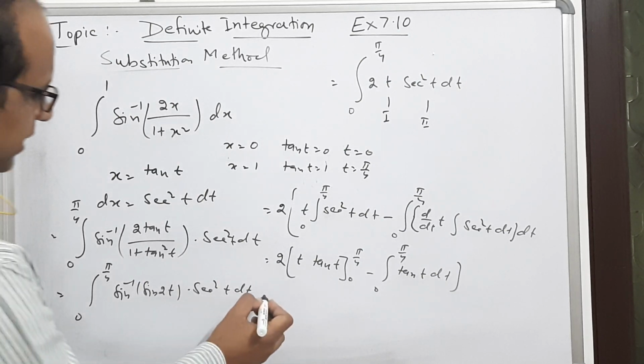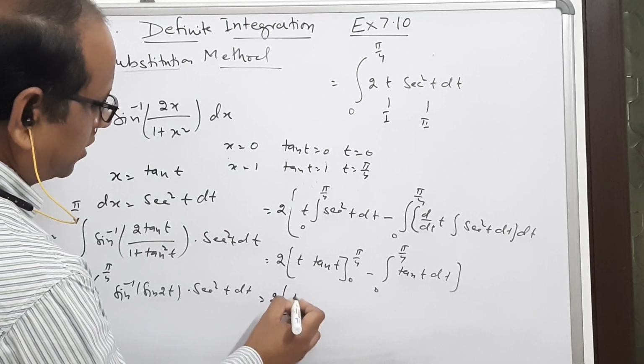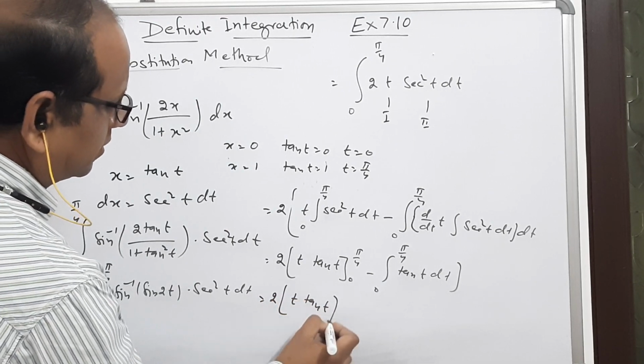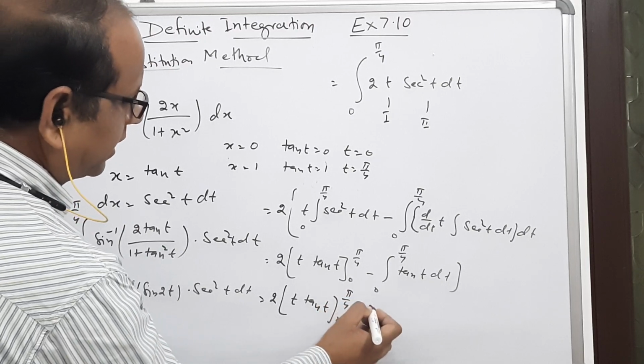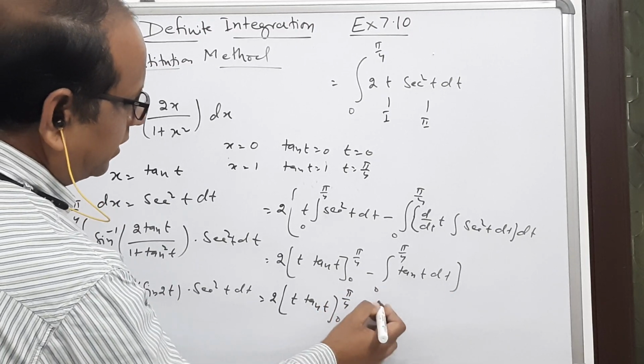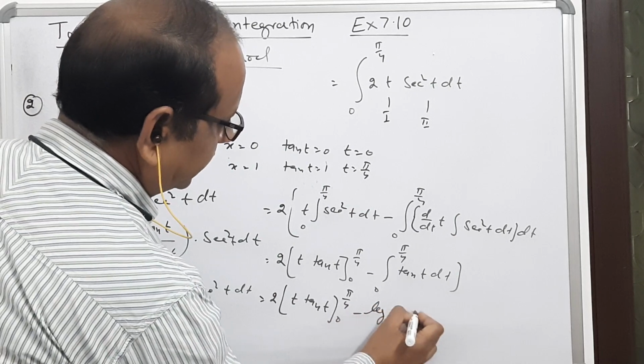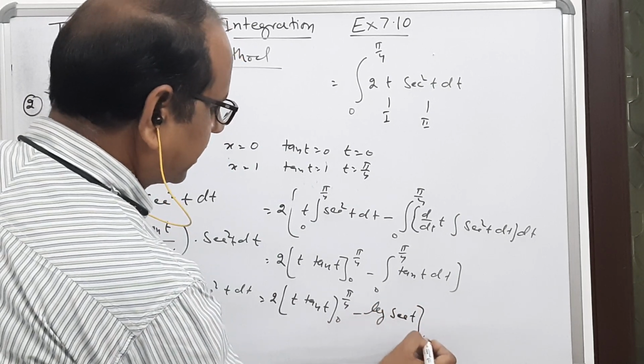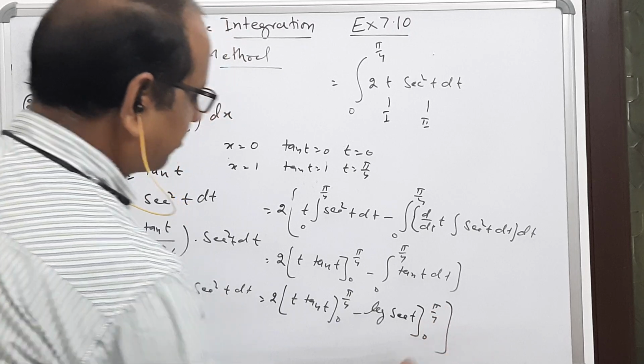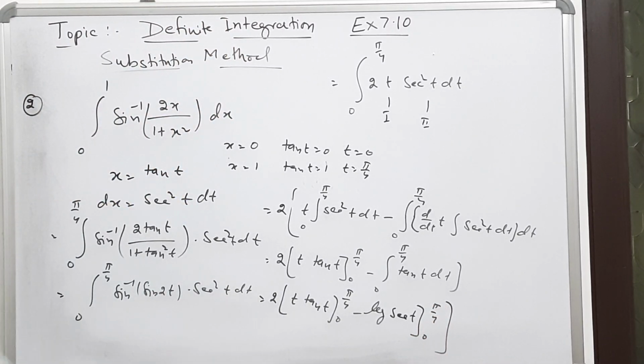So in the next step, 2t tan t from 0 to pi by 4 minus, see the integration of tan t. What is the integration of tan t? Very important. It will be log sec t, so this is log sec t, and now the limit is again 0 to pi by 4. So in this way we can answer this particular sum. Now we have to put the limit in this part.